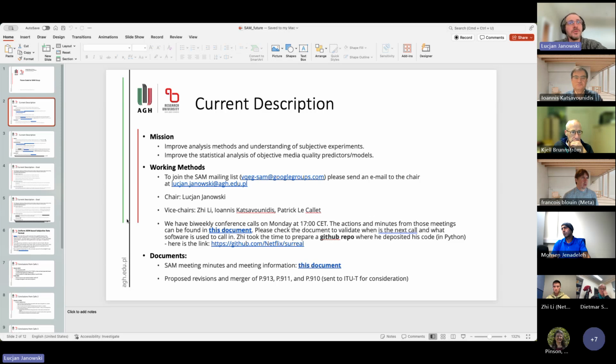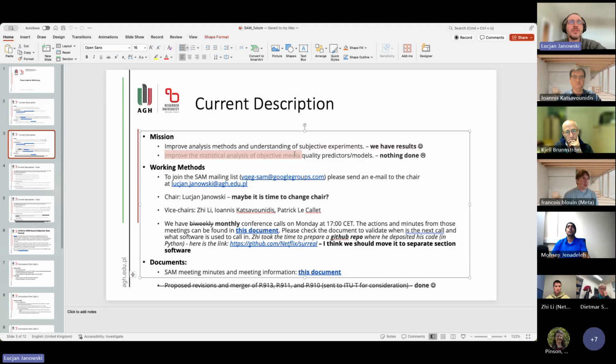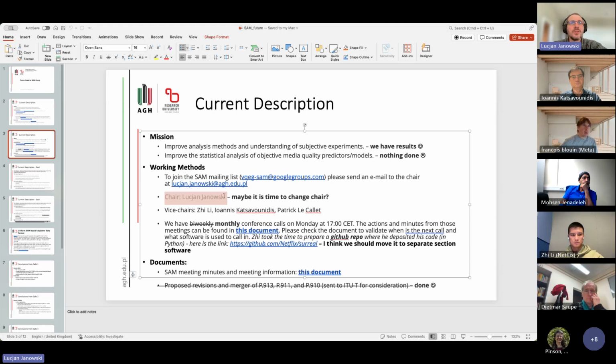So first of all, the current description of SAM, and I extended this current description with what the mission is. So improve analysis methods and understanding of subjective experiments, and we have results here. But the second mission point is improve the statistical analysis of objective media quality predictor models. And here I'm afraid that SAM didn't do much. Yeah, we discuss it, but we don't have, let's say, new results. Yeah, I'm chair, so this is all copied from the website.